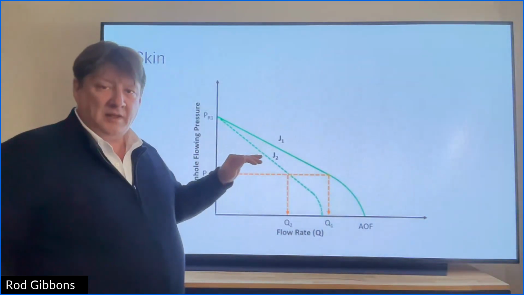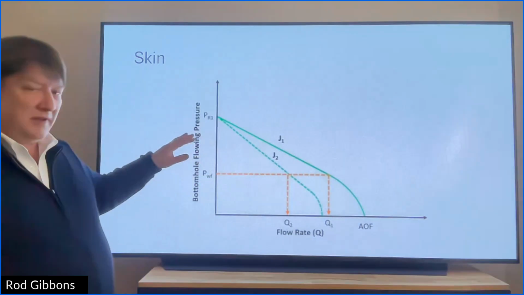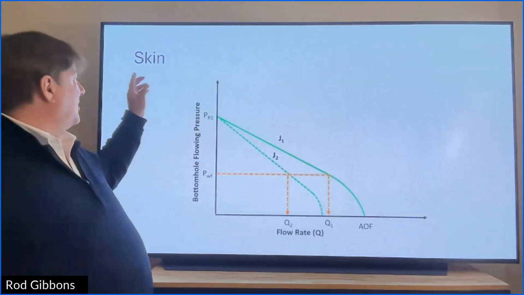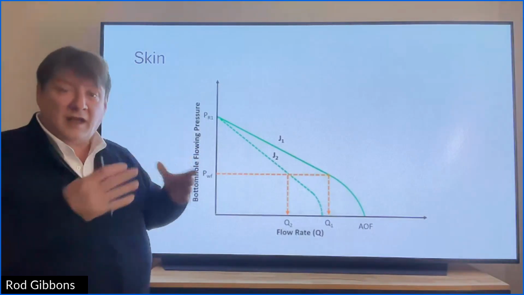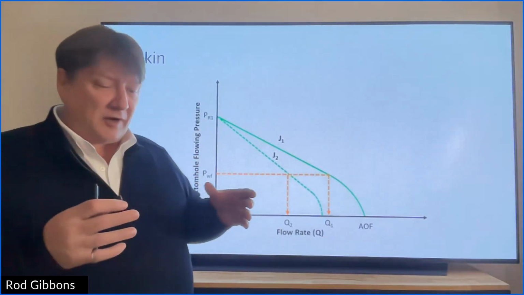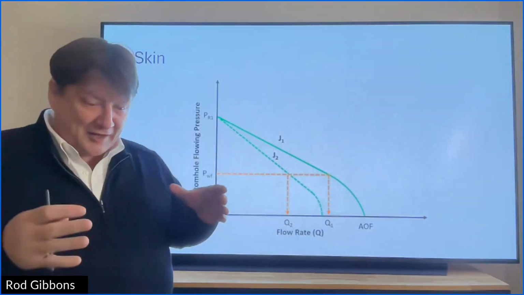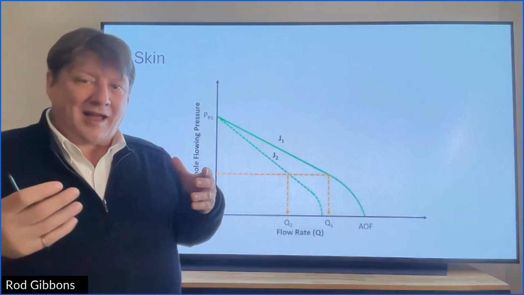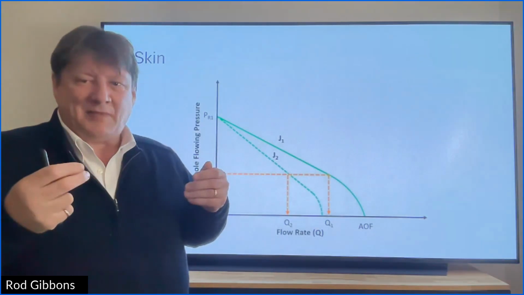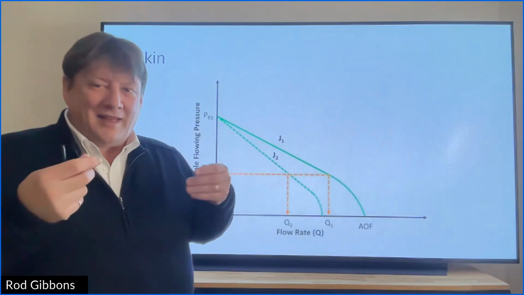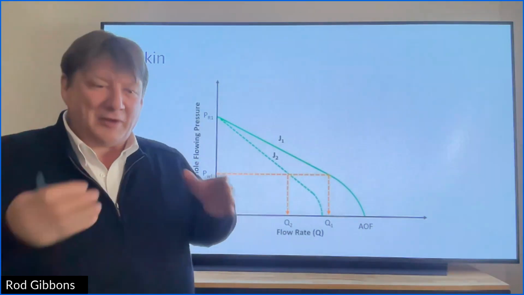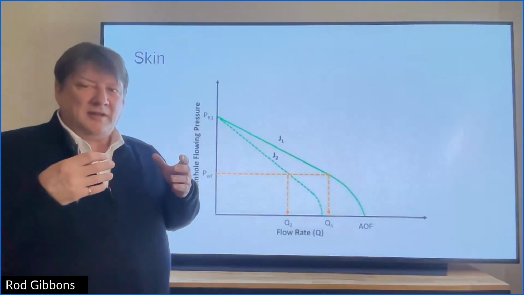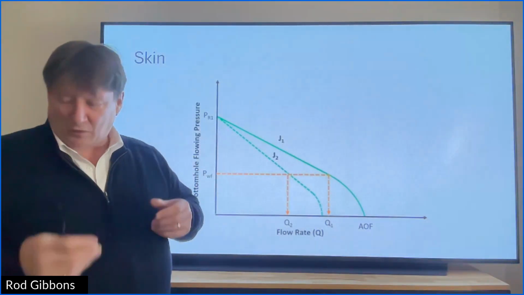One of the things that can happen is formation damage. We call that skin on the reservoir. So if you think about from the inside of the well, I have a scum layer or a skin of damage on the inside of that wellbore. That's going to restrict my flow even more.